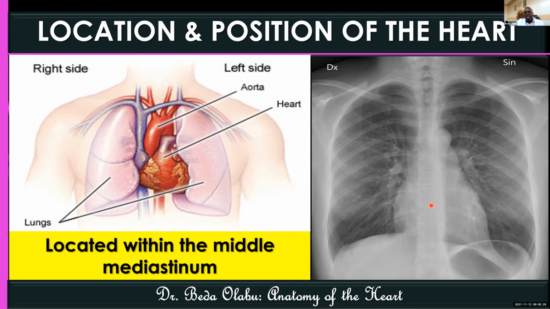So the concept here is that there's a bigger proportion of the heart that falls to the left of the midline compared to what falls to the right of the midline. Otherwise, it's a midline organ, but yes, a bigger part of it is to the left and a smaller part of it to the right. I hope you understand that. So it's located in the middle mediastinum with 2/3 of it to the left of the midline and 1/3 to the right of the midline.